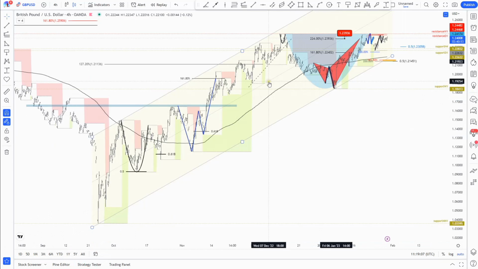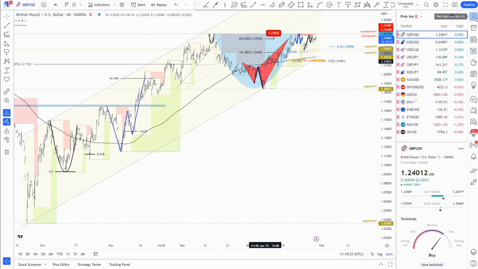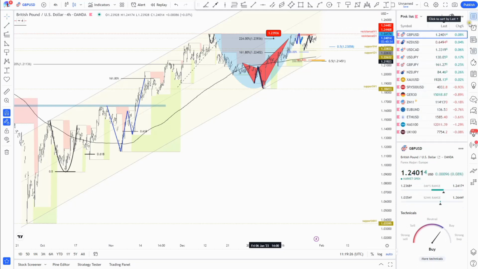And let's start the week with some Forex updates. And also, I want to talk about the gold, SPX 500, the German DAX, bonds, 10 years, Bunds, Ethereum, the Nasdaq, the FTSE. Let's cover a couple of these Forex pairs that I want to share with you.